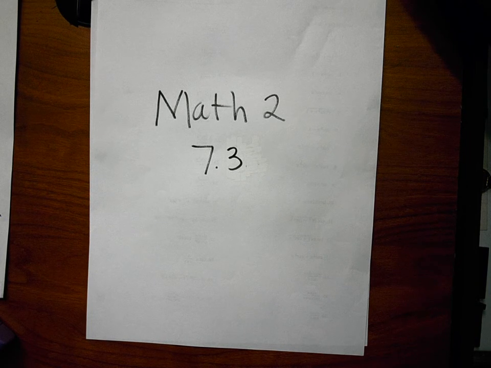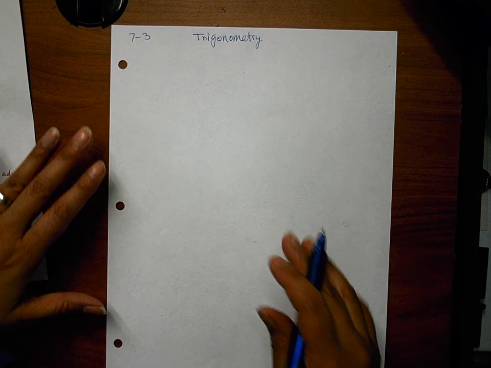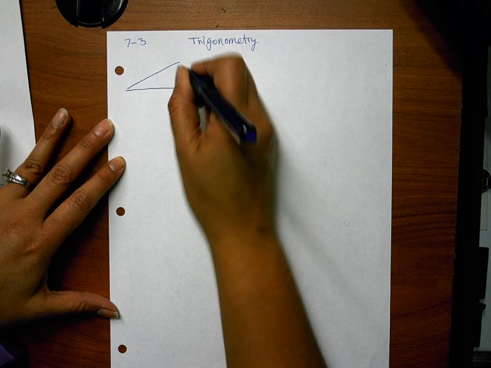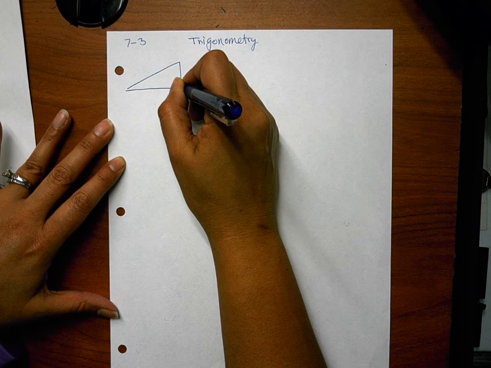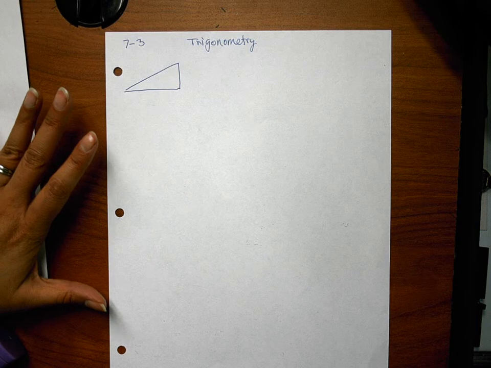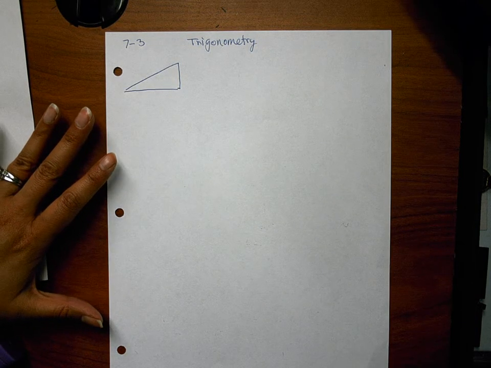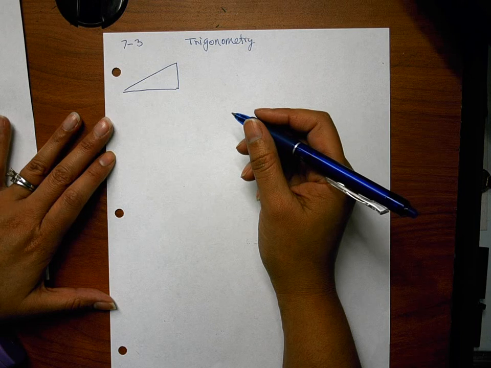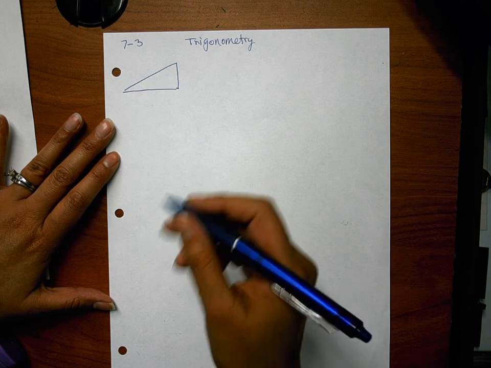This is Math 2 7.3 notes. That's Unit 7, Lesson 3. The title is Trigonometry. This is right triangle trigonometry. So we're going to be working with right triangles this whole unit. We already did the special right triangles, and we've already done the quadratic formula. Now we're working with what we call sine, cosine, and tangent.